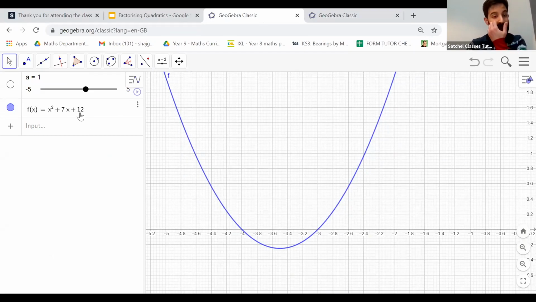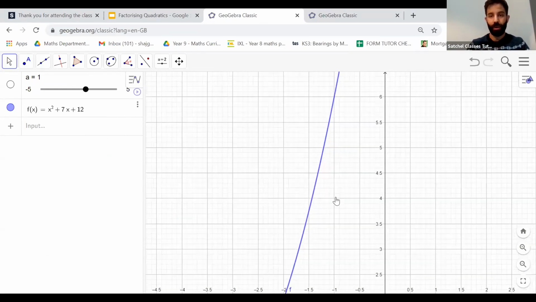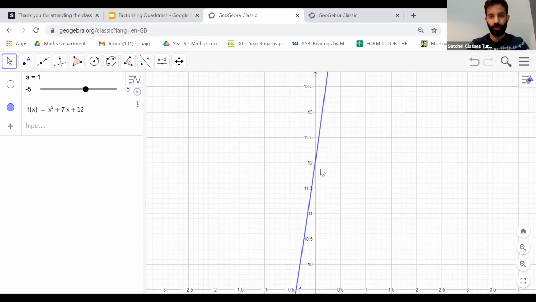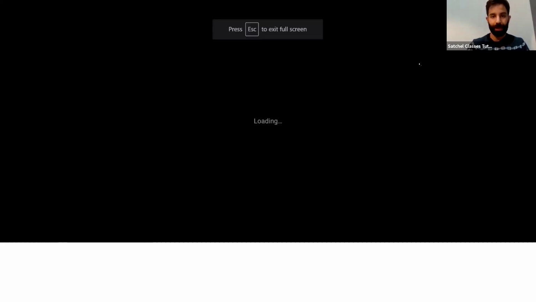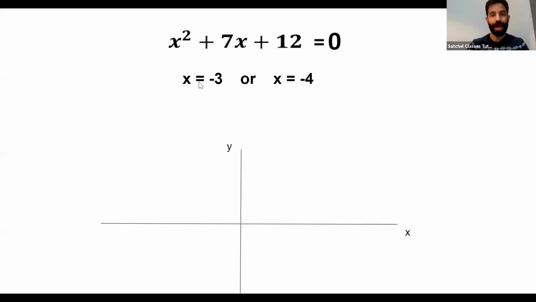And we said our y-intercept, or our c-value, is 12, and we can see our graph intersects our y-axis at the coordinate 0, 12 over here. So if we were to sketch our graph, it would look something like this. And I will just go back into present mode. And I will move this here. So we established that x is equal to minus 3 or x is equal to minus 4.